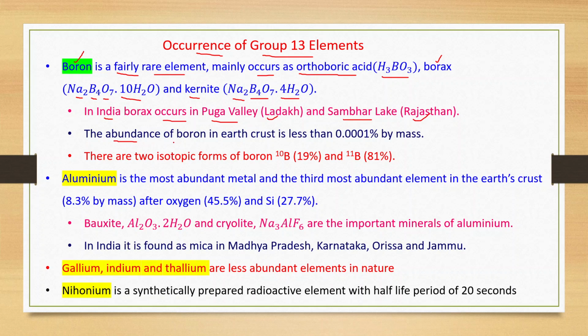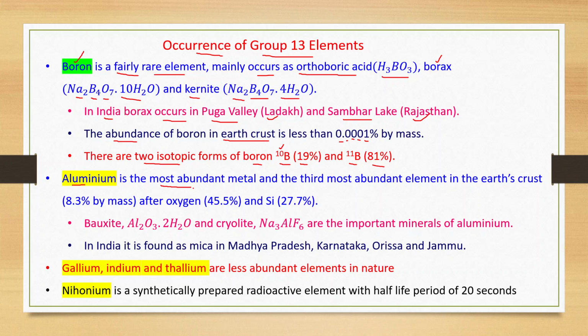The abundance of boron in Earth's crust is less than 0.0001% by mass. There are two isotopic forms of boron: B10, that is mass number 10, with an abundance of 19%, and B11 with an abundance of 81%.